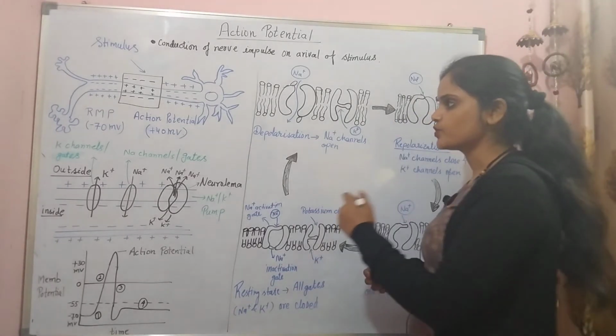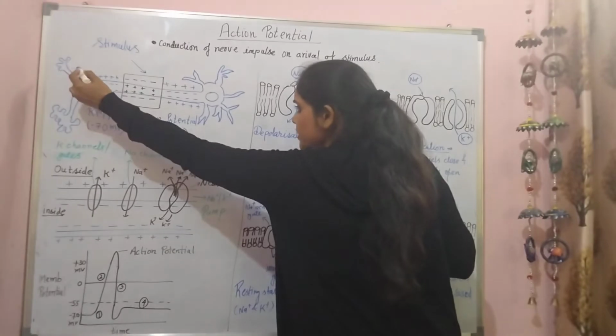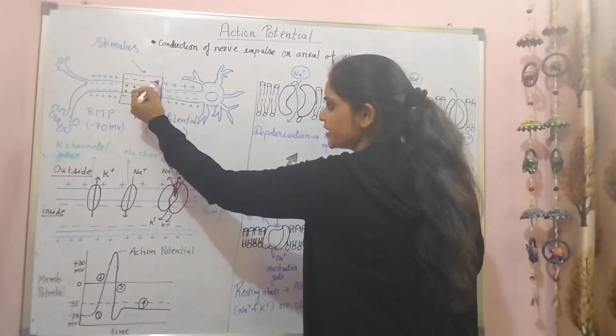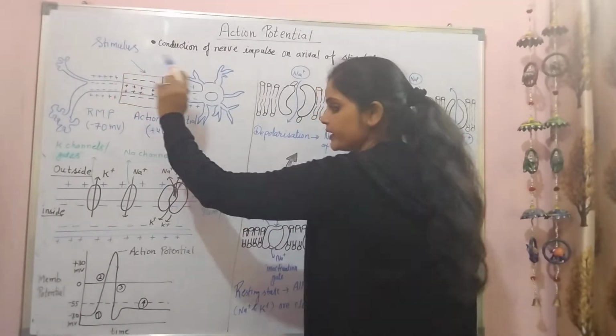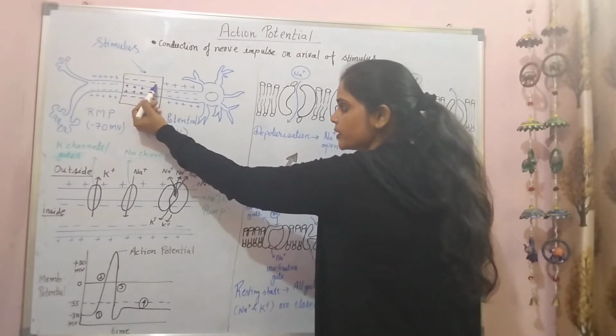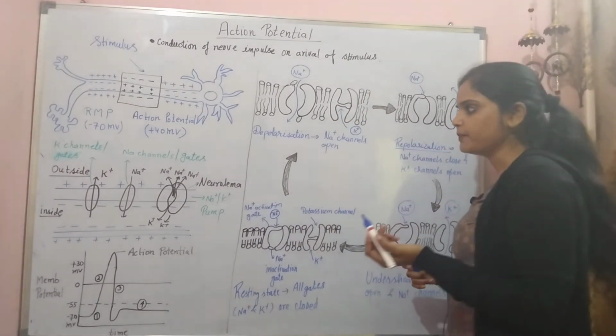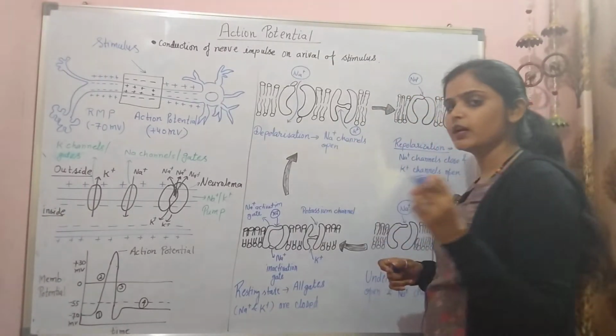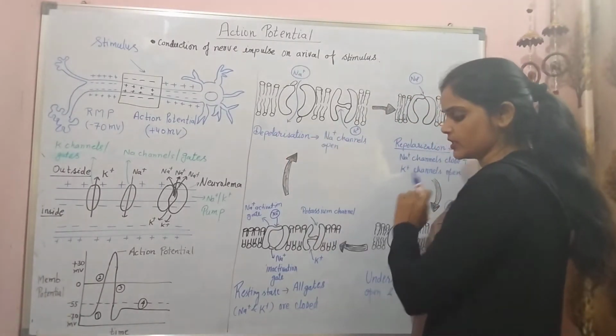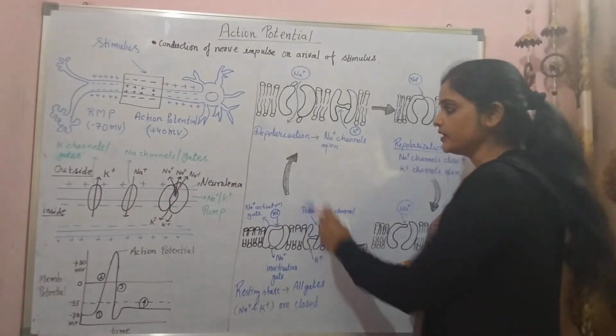In the next stage, a stimulus strikes, and certain changes occur in which the polarity changes. The outside of the membrane becomes negative and the inside becomes positive. So how is it happening? This stage is known as depolarization. That was the resting state. Next is the depolarization.